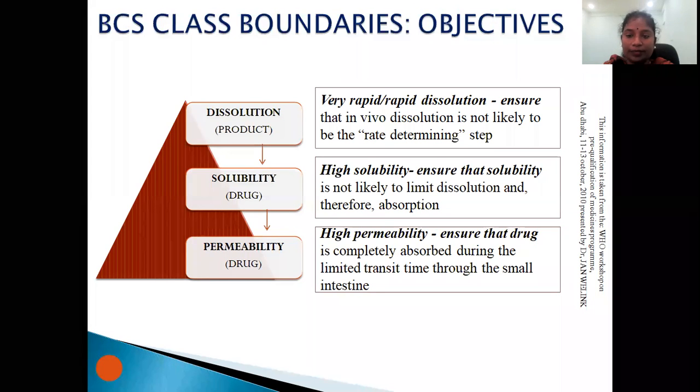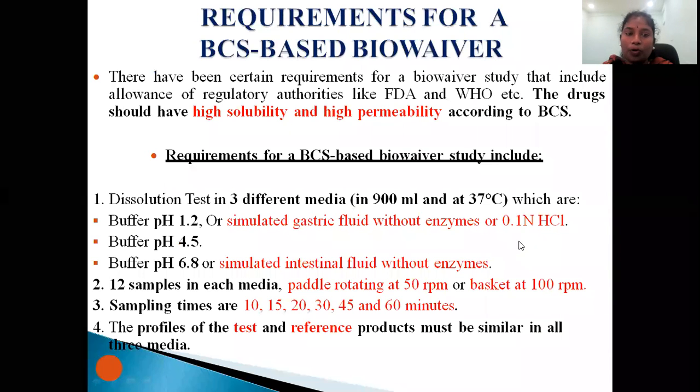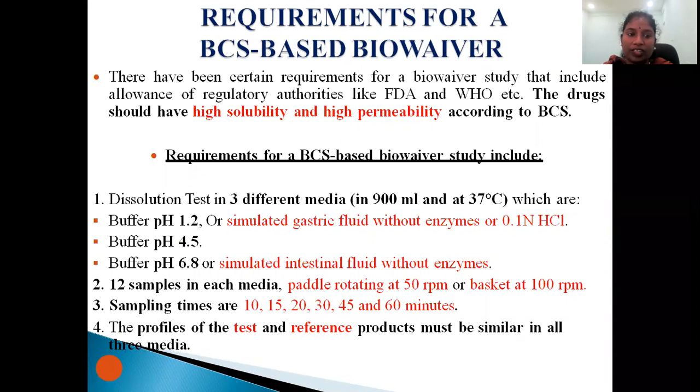So the next one is data support for the request for biowaivers, which is the high solubility definition, high permeability definition, and also the dissolution. But we will directly go to the requirements of the BCS classification. So what are the requirements? Study means dissolution, very important. I'm not repeating the dissolution test again, so I'm directly explaining it here.